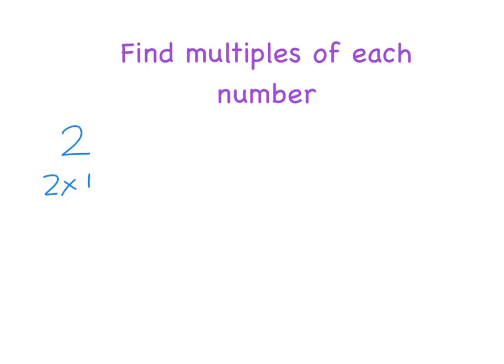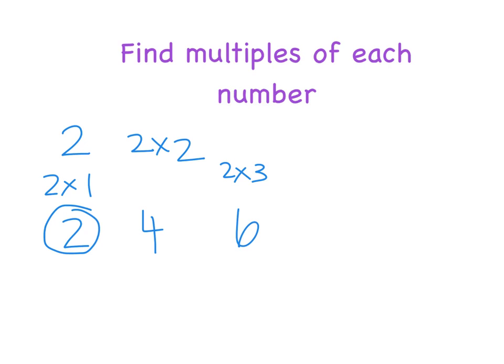So, 2 times 1 is 2. The first multiple is always itself because 2 times 1 is 2. Now, 2 times 2 is 4. 2 times 3, 6. 2 times 4, 8. So as I multiply, that's why it's called multiple, my number by bigger and bigger whole numbers, I get all of its multiples.